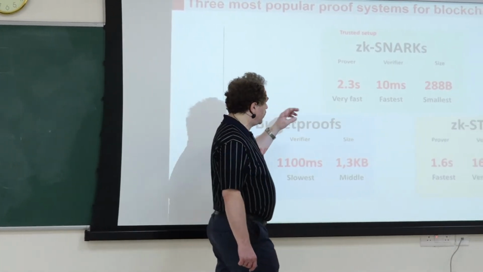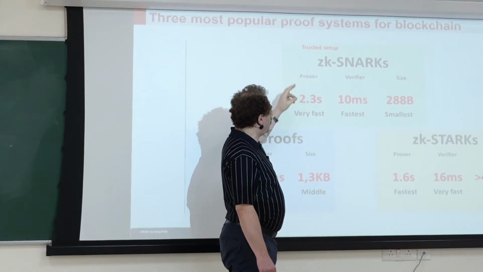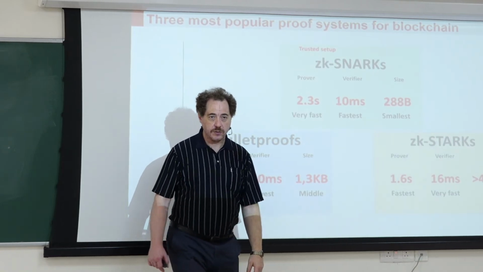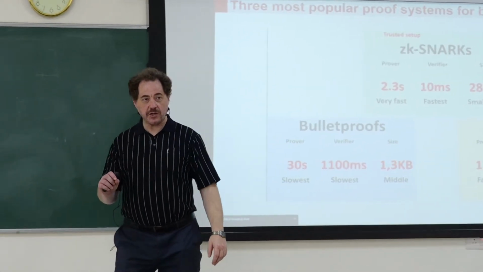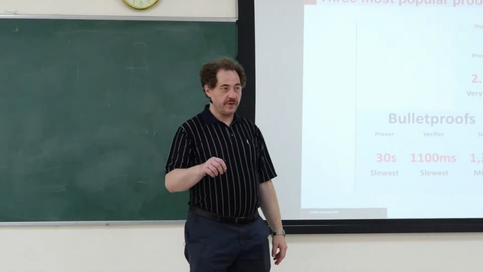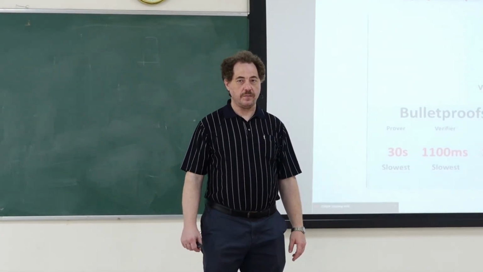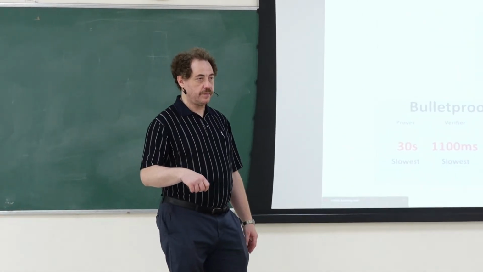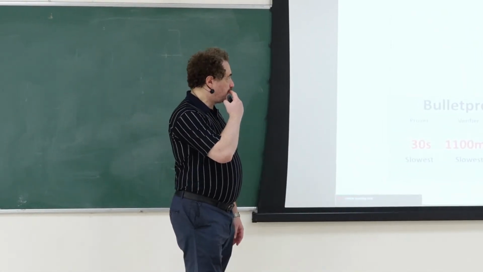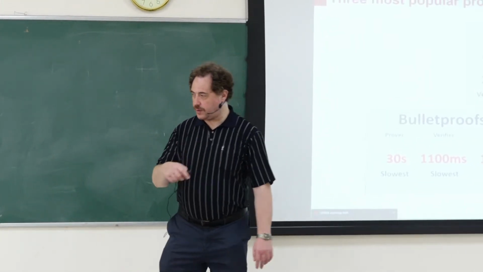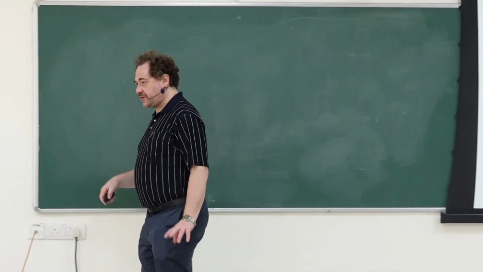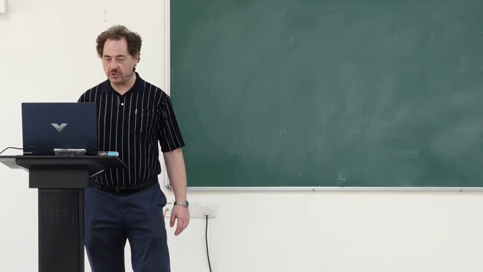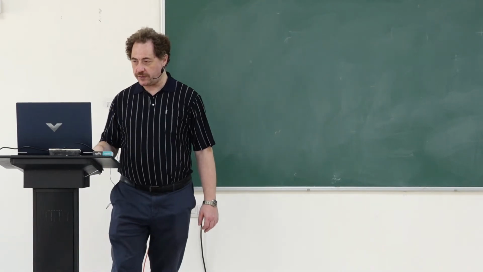Because of this, ZK snarks is the most common technique to use in blockchain. What's the catch? The catch is that it requires more setup than the other techniques. So more configuration. So that's basically the idea of zero knowledge proofs, the implementation of zero knowledge proofs in the context of blockchain.